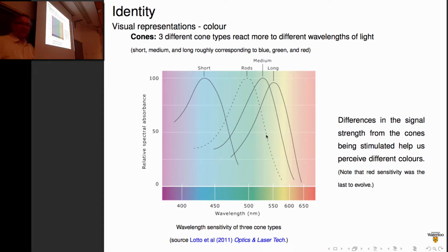So that's what's happening. So that I can distinguish reds over here because these cones are firing a lot more and the greens are not firing very much at all. So that's what tells me it's red. Okay? So it's the differences in the signals.